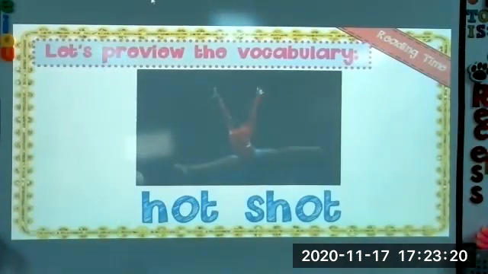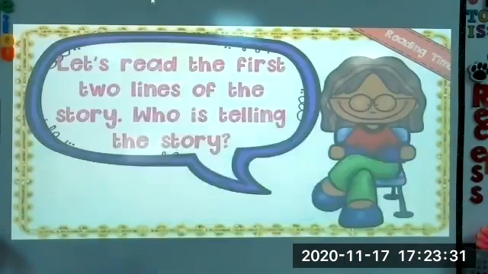So when you are a hot shot, it means you are someone who is very skilled at doing something. You are very good at it. So we're going to read the first 2 lines of the story and decide who is telling the story.